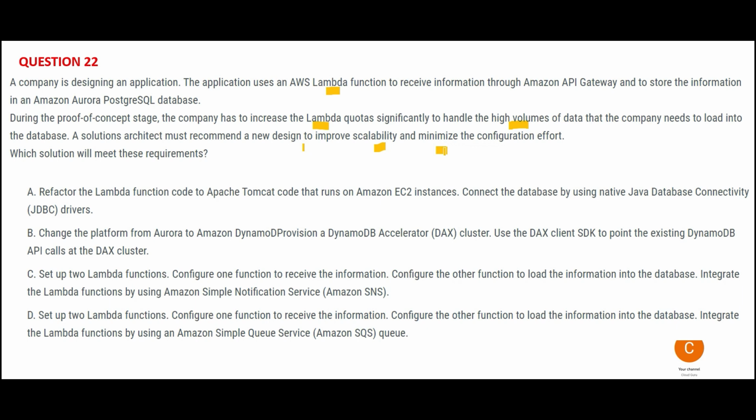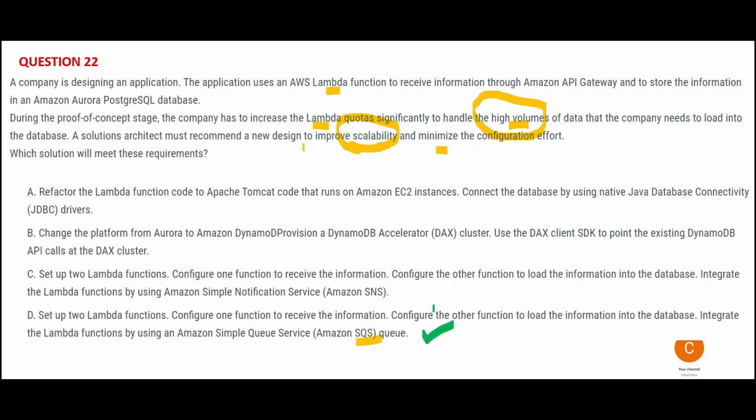See, when you have high volumes of data and you want to improve scalability, that means you will have to convert synchronous operations to asynchronous. That is how you can increase the scalability without losing that data packet in the process. So which option has SQS here? Only this one. So this one would be my answer.